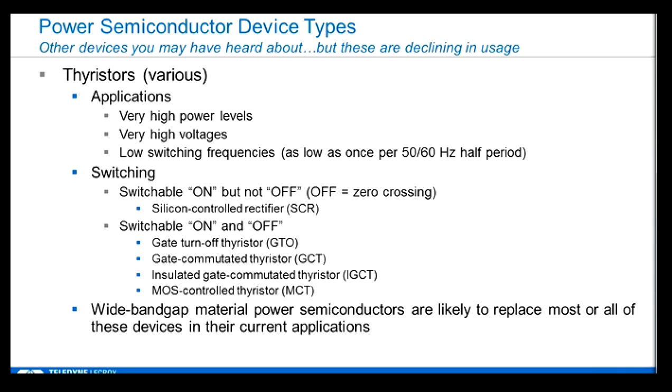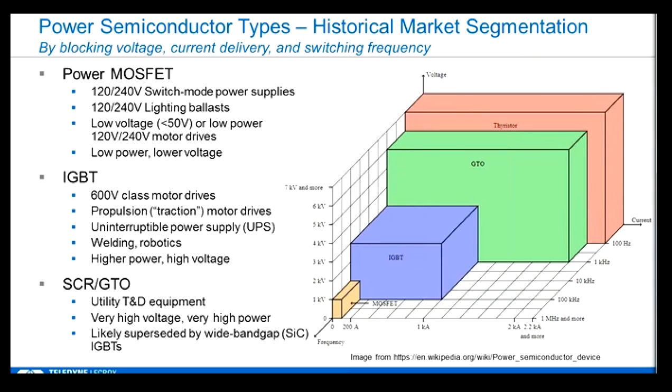You may also have heard about thyristors or other devices. These are really historically used in very high voltage and very high power levels on utility scale equipment. They have a lot of drawbacks. Thyristors can be switched on just once a cycle. They can't go off again until you hit a zero crossing. So these are really declining in usage as IGBTs get better.